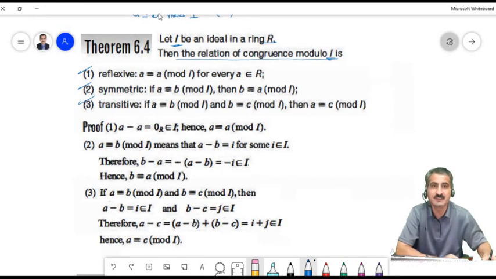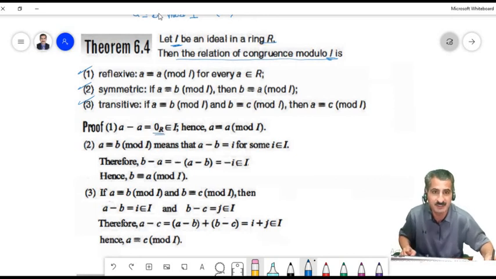Reflexive: every element is related to itself. This is true because A minus A is 0, and the 0 belongs to the ideal I, right? The 0 belongs to there because it is a subring. So we got reflexive.